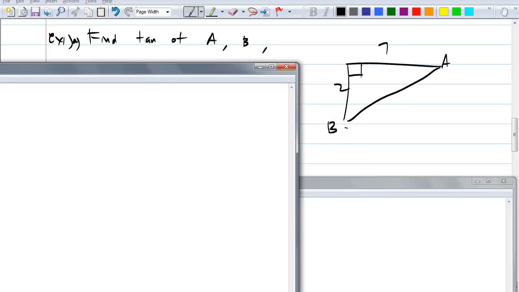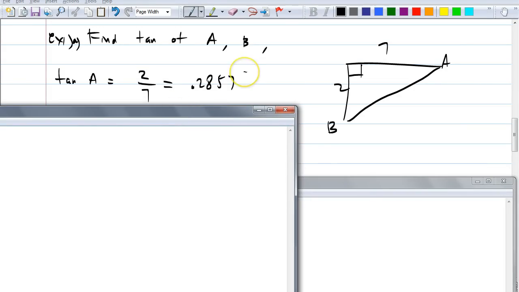This shouldn't take too long. Who can tell me the tangent of A? How about Ethan? 2/7. How many people agree with Ethan? Very good. It's 2/7. I even punched this into a calculator.